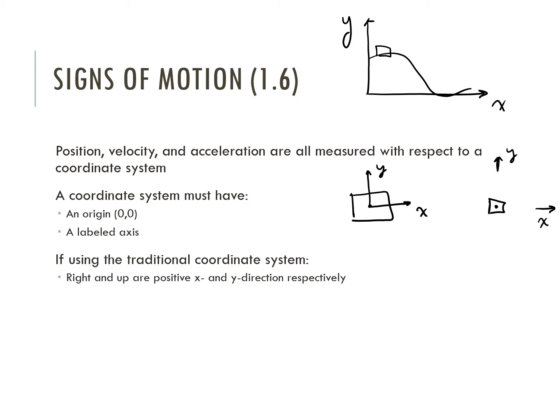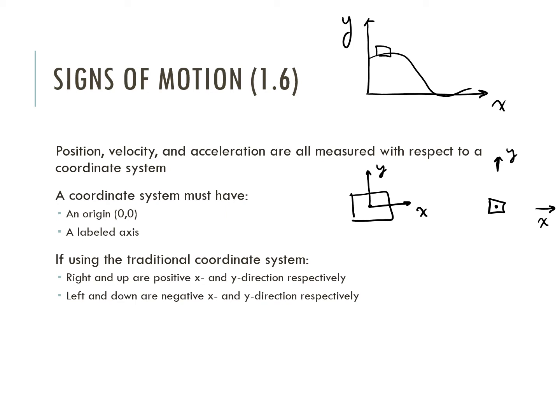So if we were using our traditional coordinate system, which is what I've drawn here, right and up are the positive x and y directions respectively. And that means that left and down would correspond to the negative x and negative y directions respectively. So if we said our value was -2, 0, that would indicate that our object is to the left of our origin 2 spaces. That tells us the direction in which our object is located. It is to the left of our origin.